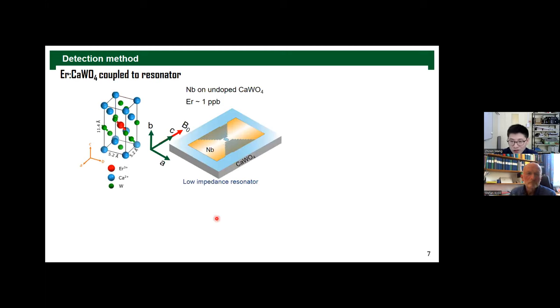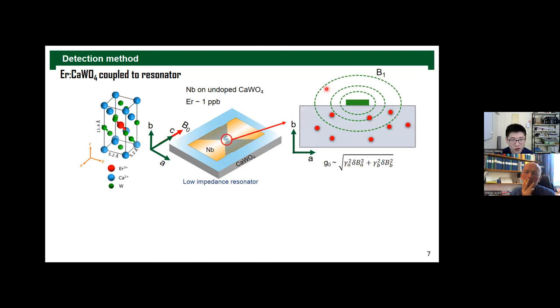So how do we do it exactly? You already see this. The LC circuit is fabricated on top of the calcium tungstate crystal. And this bow tie design can reach a low impedance resonator, which means the impedance of this type of resonator is smaller than 50 ohm. This can enhance the magnetic field around the wire because we want to inductively couple to the spins.